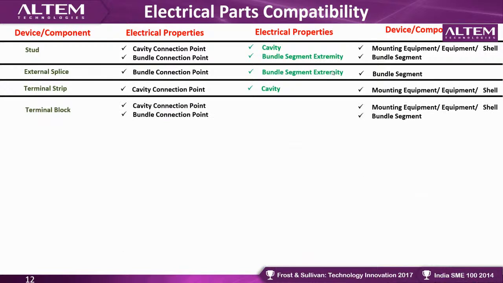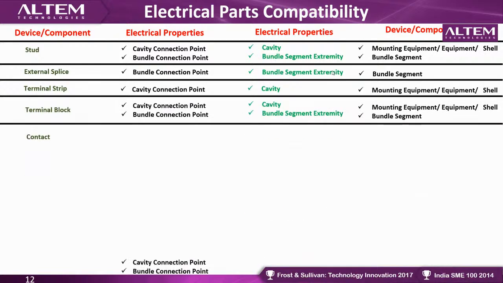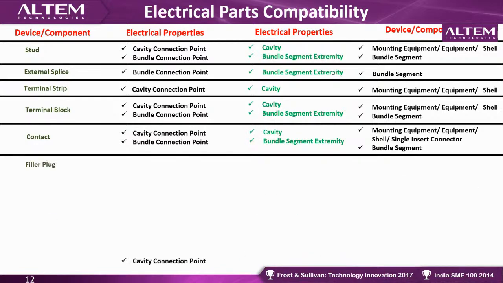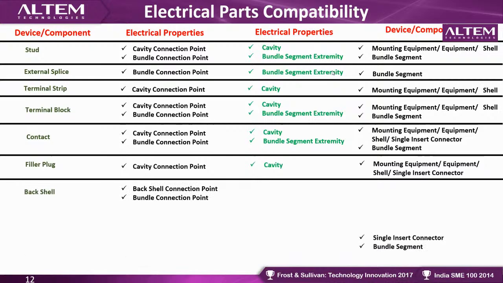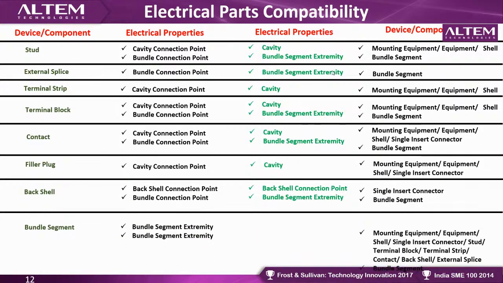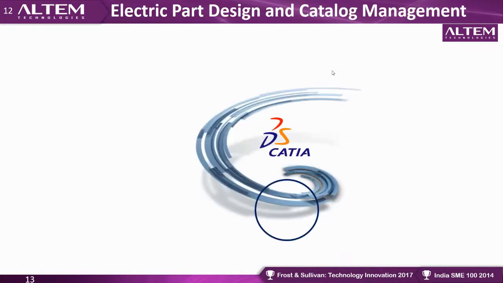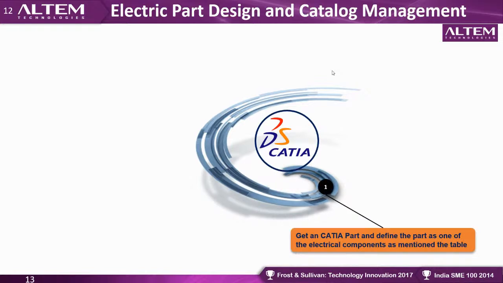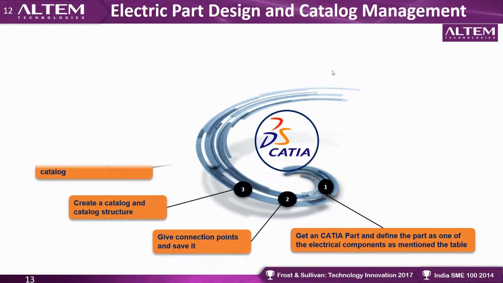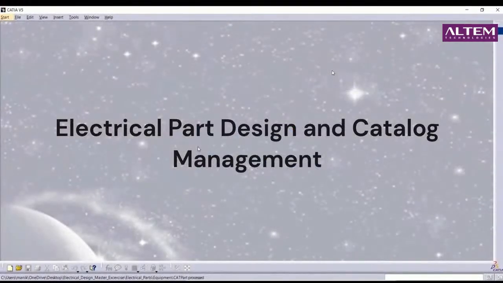So like this, we can define terminal block, contact, filler plug, back shell, and bundle segment. Now we will discuss how we can design electrical parts and how we can manage our catalog. So we will get an electrical part, and let's have a demonstration of electrical part design in catalog management.